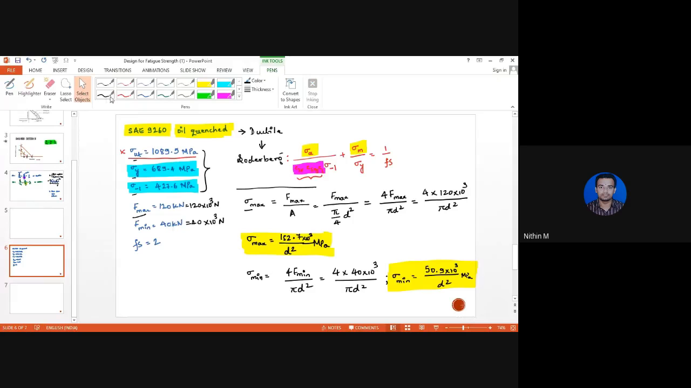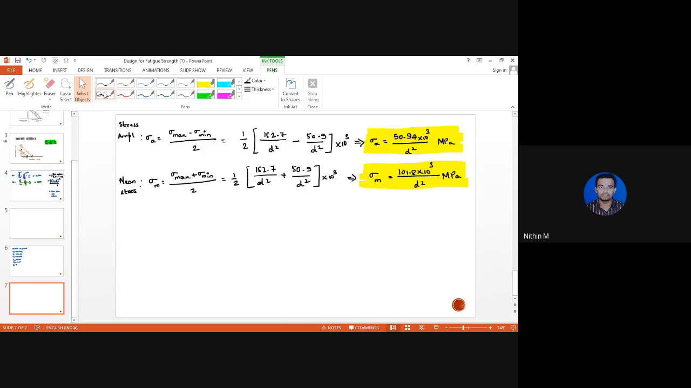So if you look back at, say, call this Soderberg equation as equation star. If you look back at equation star, we have determined the values of sigma a and sigma m. Sigma -1, sigma y, and factor of safety were given. Now we need to obtain the values of the endurance limit modifying factors.